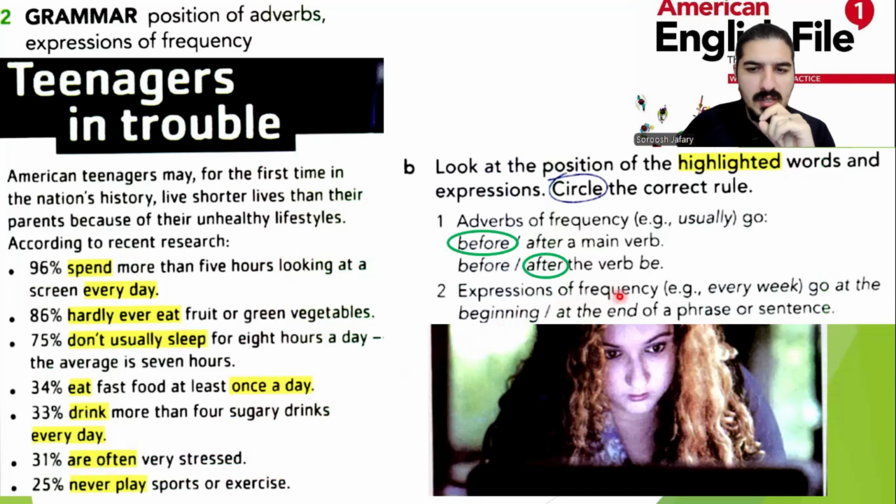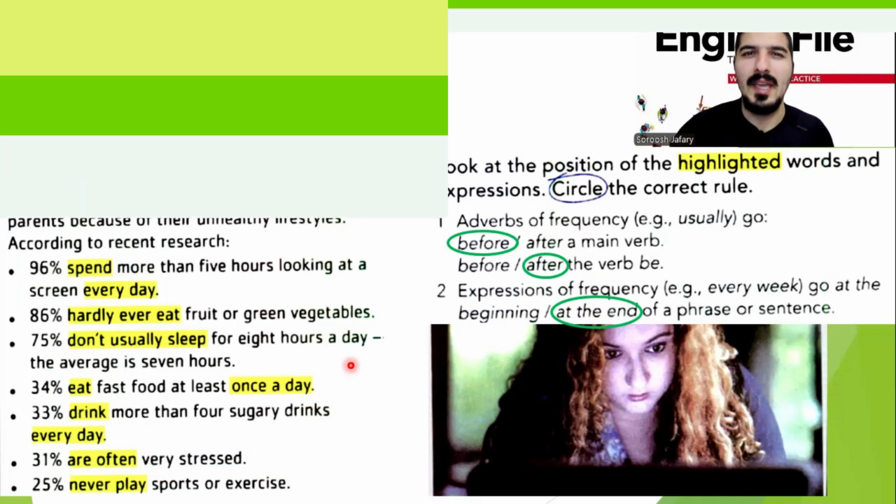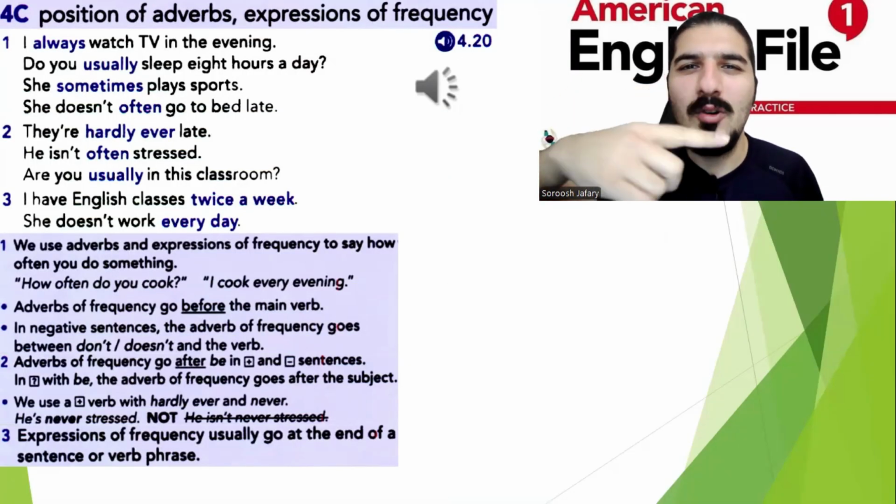Now, expressions of frequency like every week, every day, every year, go at the beginning or end. Let's see. Once a day. They go at the end of a phrase or sentence. Now, let's review all of this together. Follow me. Listen and repeat.